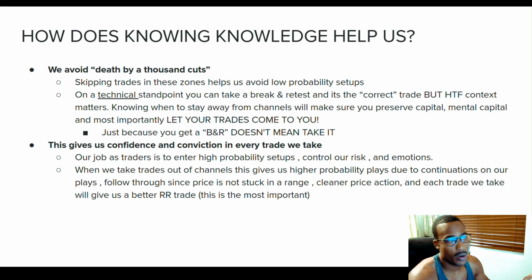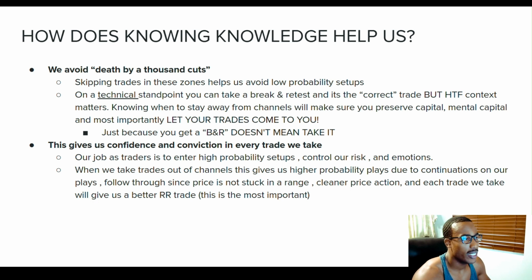Lastly, when we avoid taking trades out of these channels, that's how we do that. We are being risk managers when we avoid channels that have low probability environment setups. We are preserving mental capital from taking death by 1,000 cuts by taking shorts or longs in a channel and not getting continuation. That's going to mess you up mentally because you're like, what am I doing wrong? I'm taking the break and retest. I'm not getting continuation. I keep getting stopped out. What am I doing wrong?